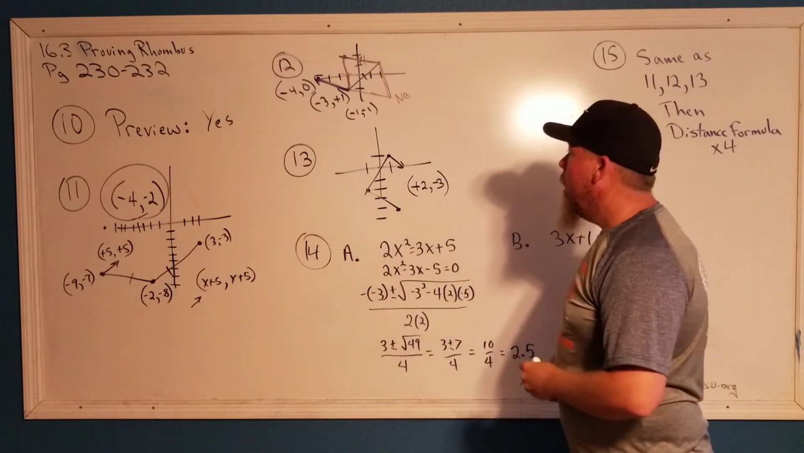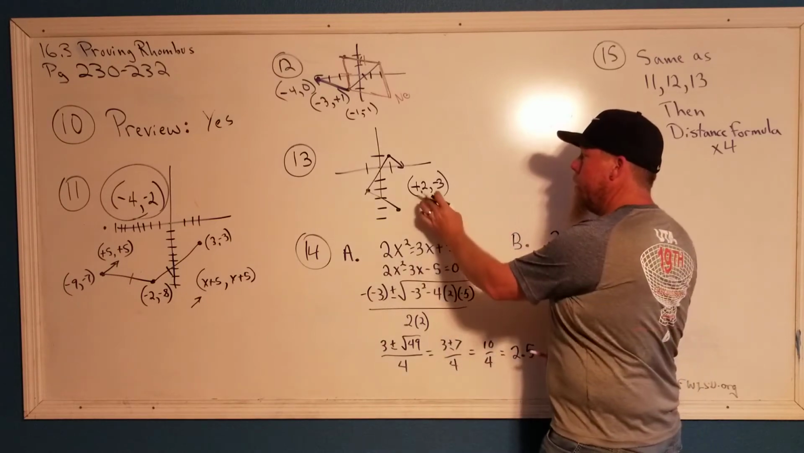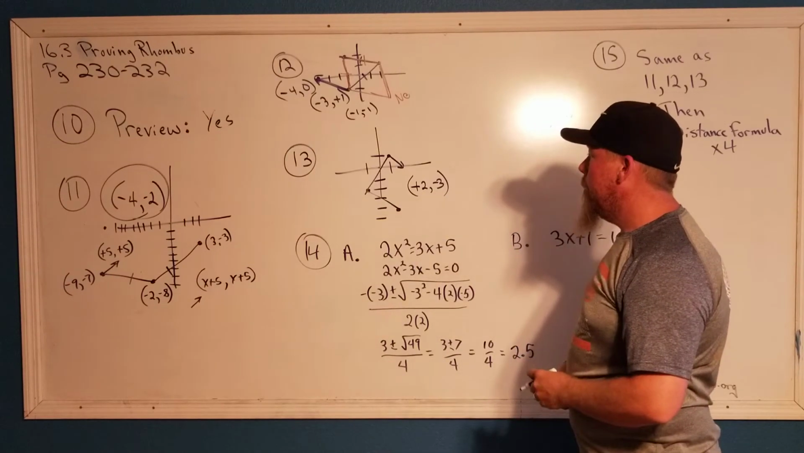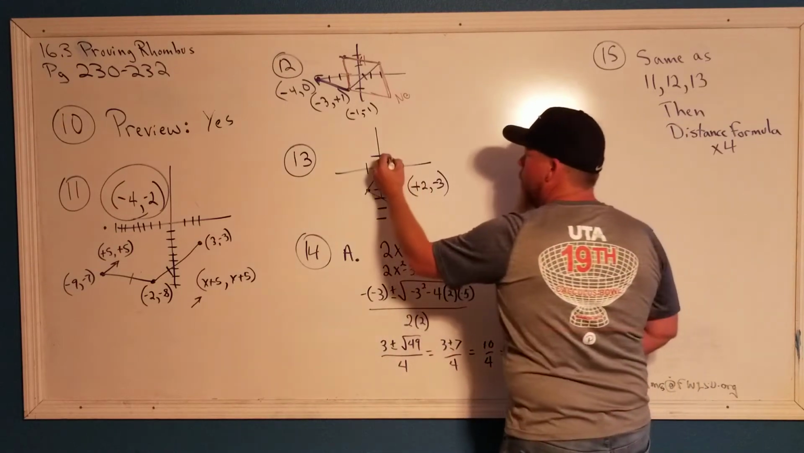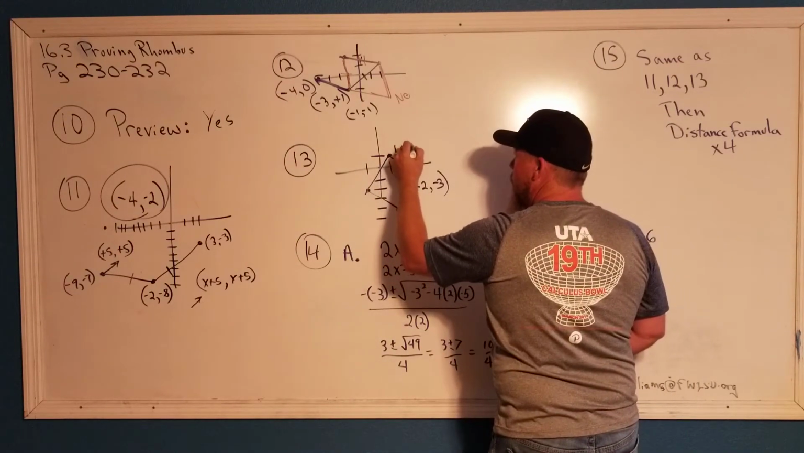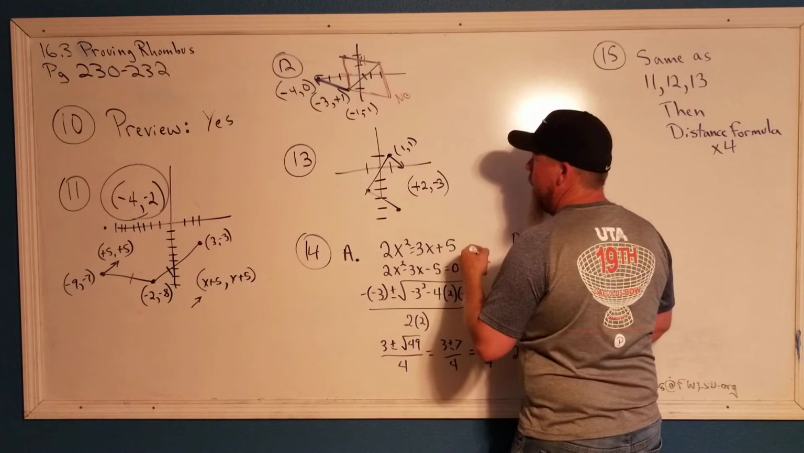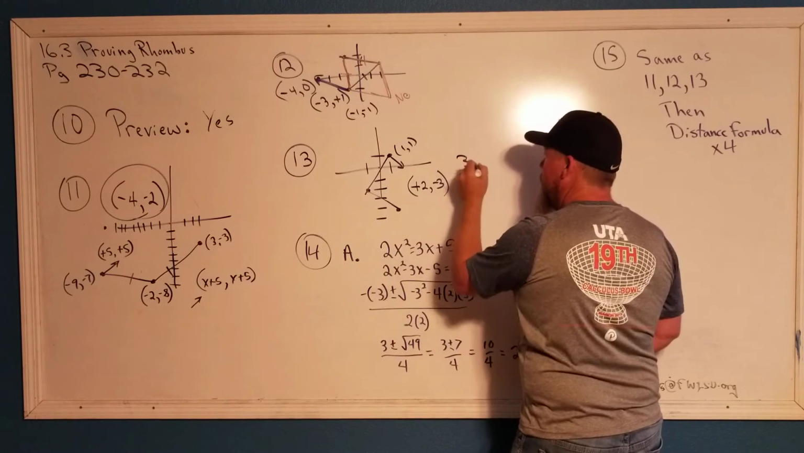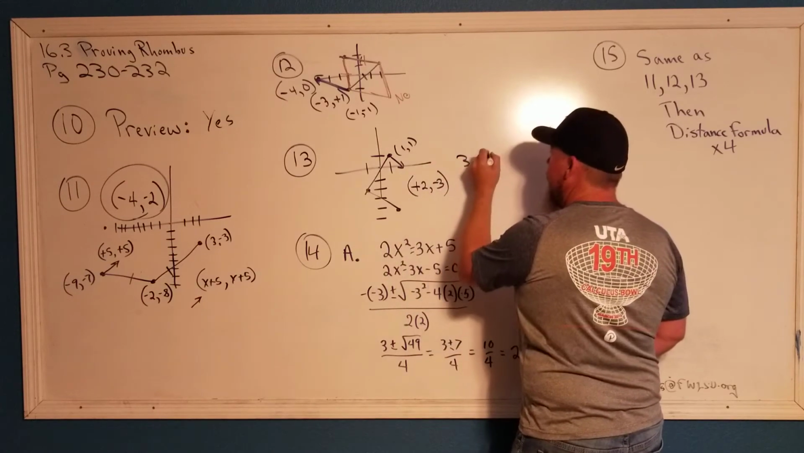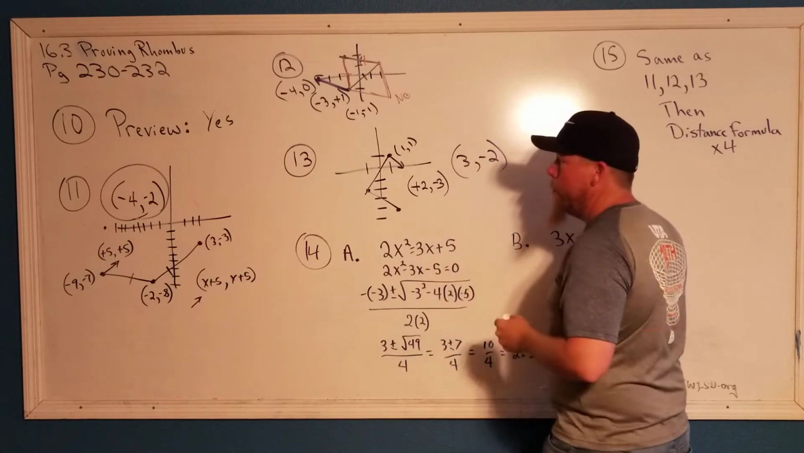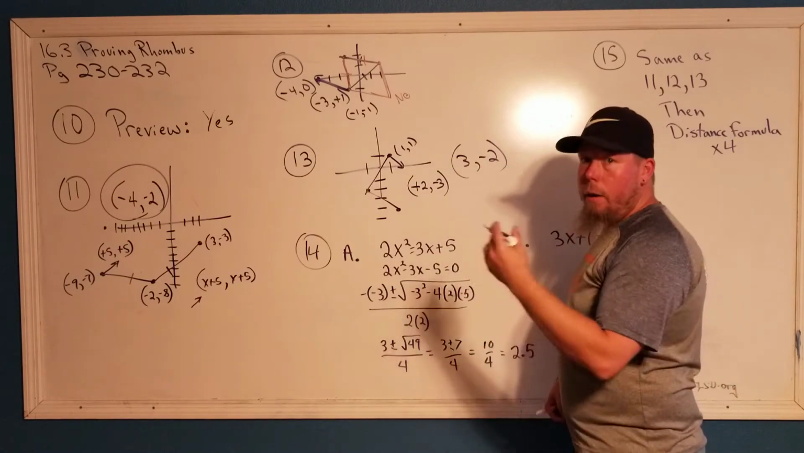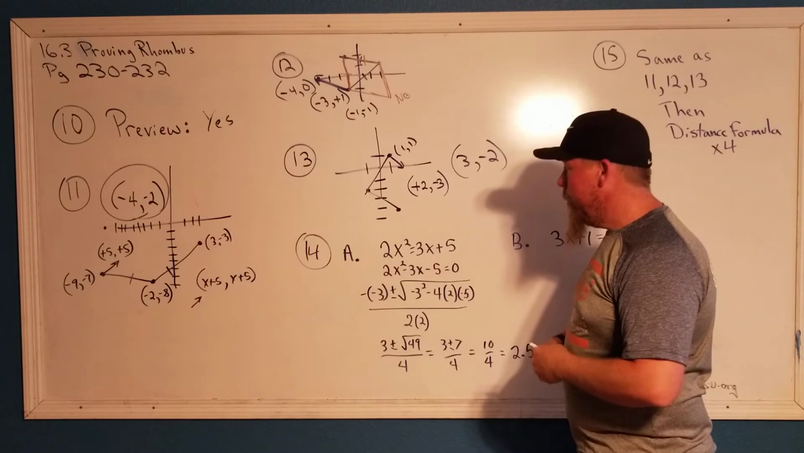Number 13, just looking at the change, it's a plus 2 and a minus 3 coming from this point. So if this point is 1, 1, we add 2 and subtract 3. So 1 plus 2 is 3, comma 1 minus 3 is negative 2, and that's the coordinate of our fourth point. Again, you can go back and watch through that again. Very similar to when we did the rectangles.